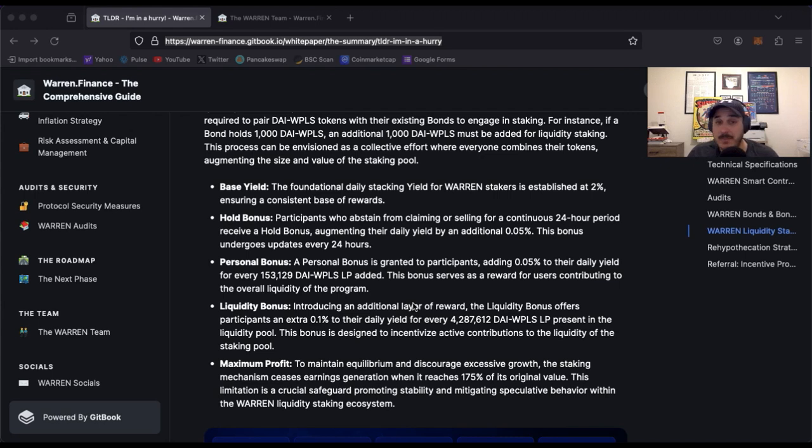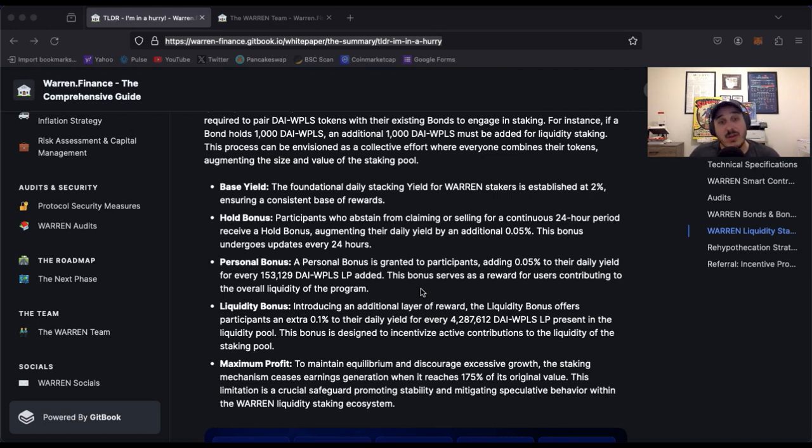Next, we have liquidity bonus. Introducing an additional layer of rewards, the liquidity bonus offers participants an extra 0.1% to their daily yield for every 4,287,612 LP present in the liquidity pool. This bonus is designed to incentivize active contributions to the liquidity of the staking pool.